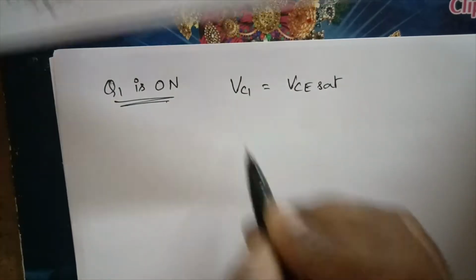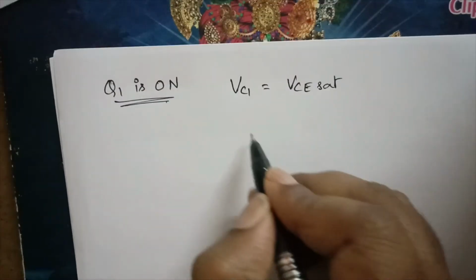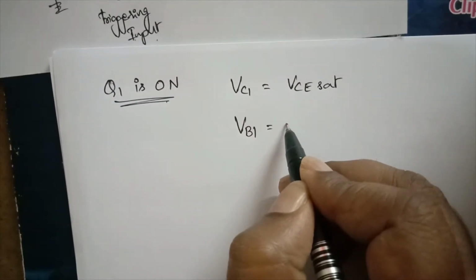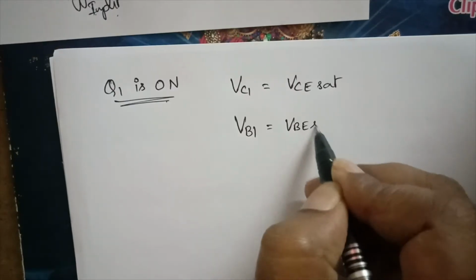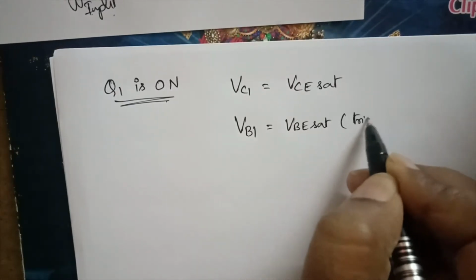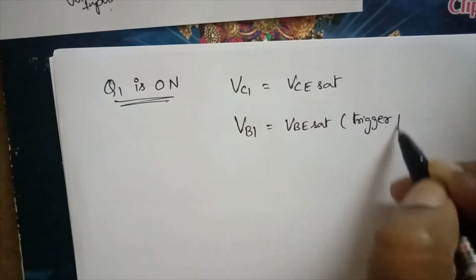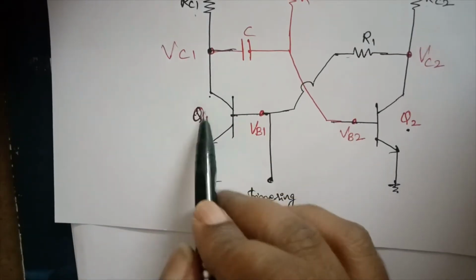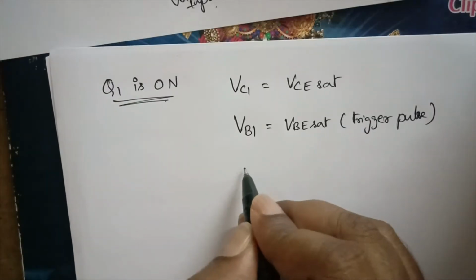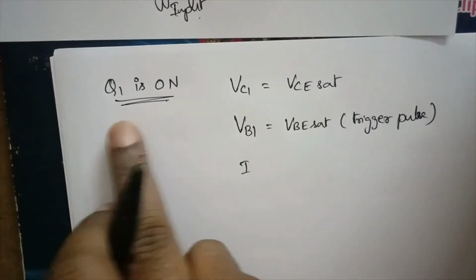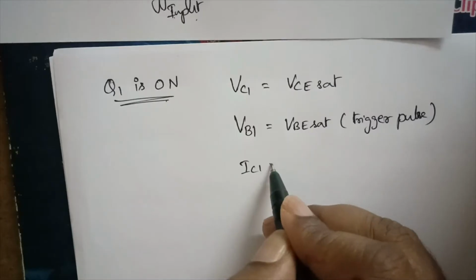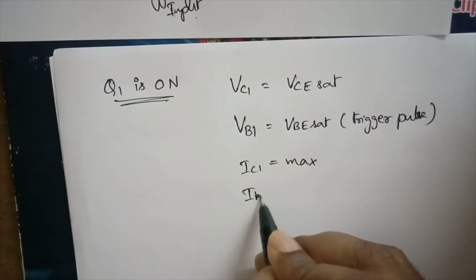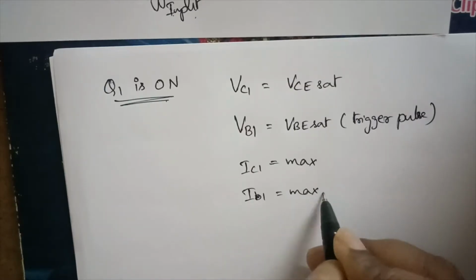Then what about VB1? VB1, I am applying the trigger pulse, so let it be VBE sat. Next, what about the currents flowing? It is on, therefore we are getting maximum currents. IC1 is at its maximum value, and IB1 is also at its maximum value.